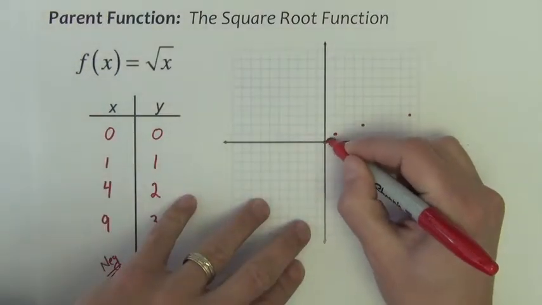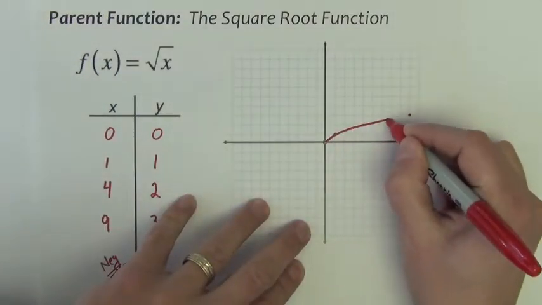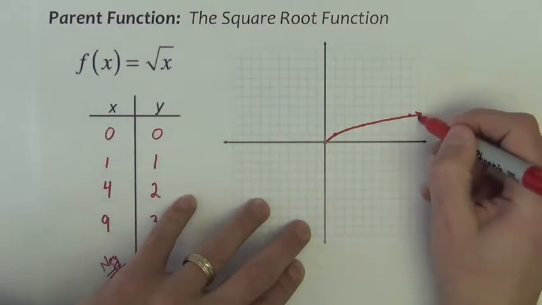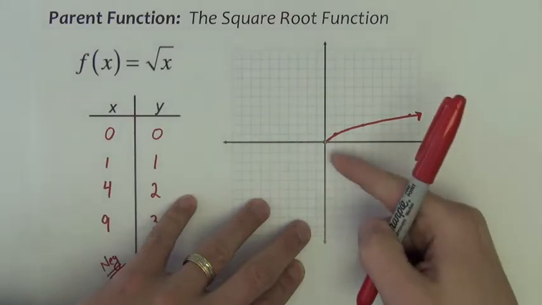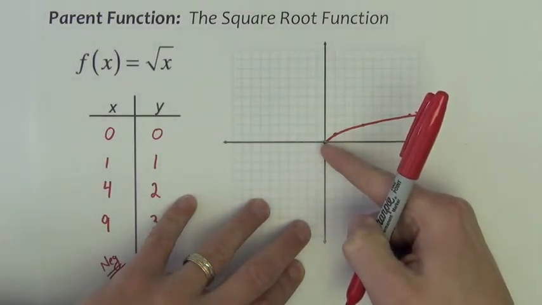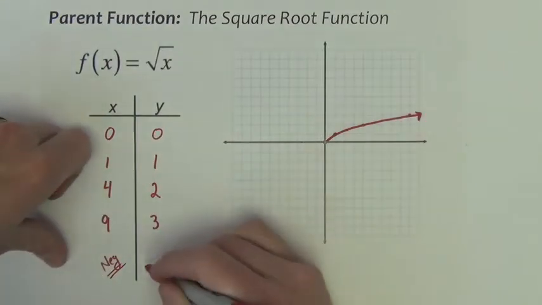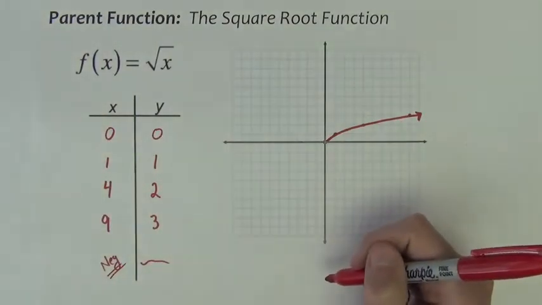It looks like that. It only continues to the right forever. It does not continue past (0, 0). It cannot come to the left where the negative x's are. Again, there are no negative x's.